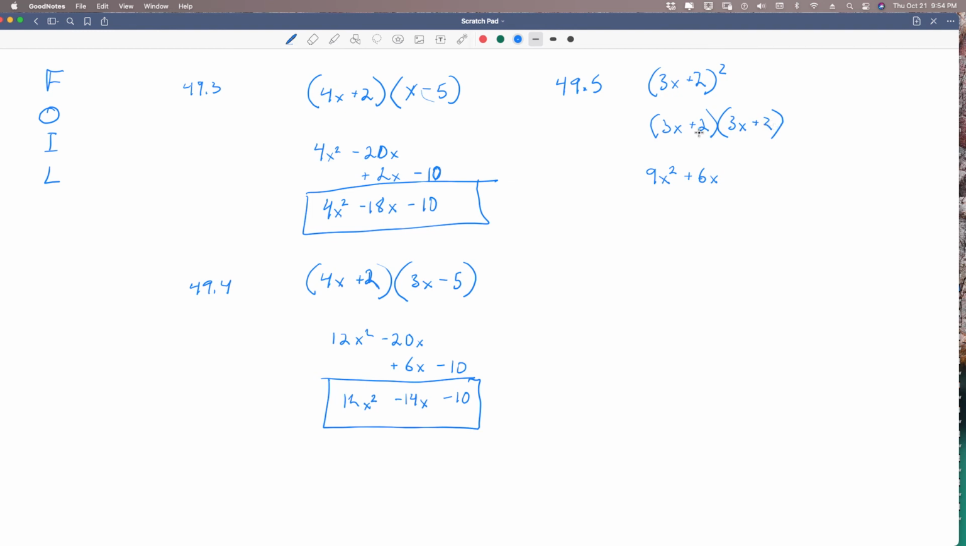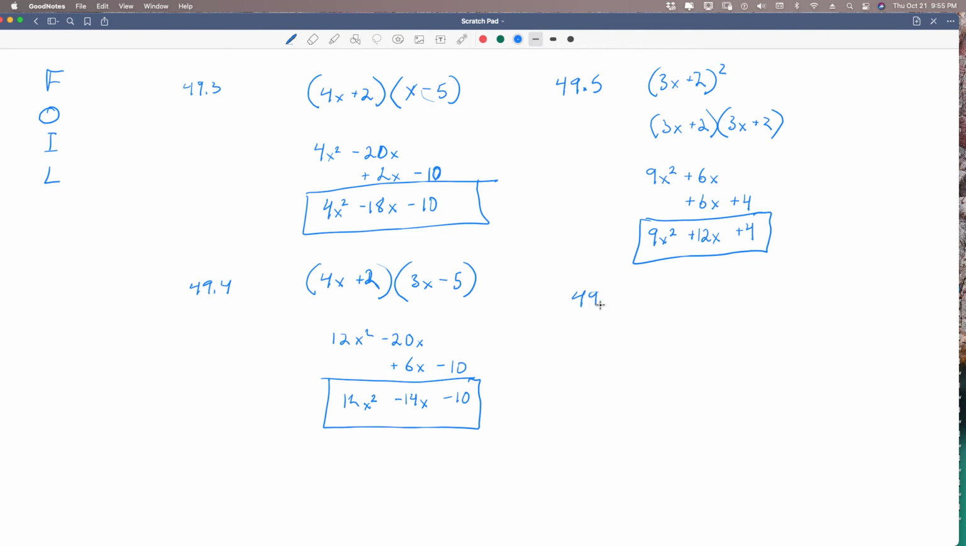Now we move to the second one. We do our inner. 2 times 3x is going to be a positive 6x. And we'll do a last. 2 times 2 is a positive 4. We draw our line. We bring everything down. We combine them. And that's our answer right there. Voila. Let's see, do we have any more to do? One more. Let's do one more.